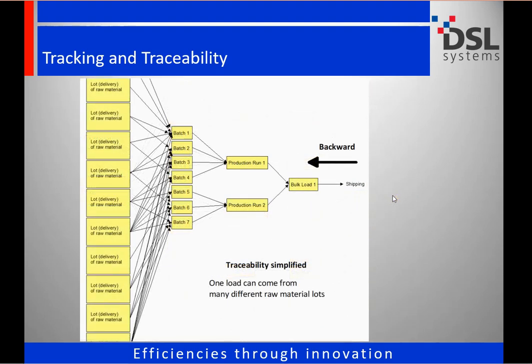Backwards reporting means that for every load shipped out, you can say which production runs went into that load, from there which batches went into those production runs, and from there which individual lot numbers of raw materials went into those batches.